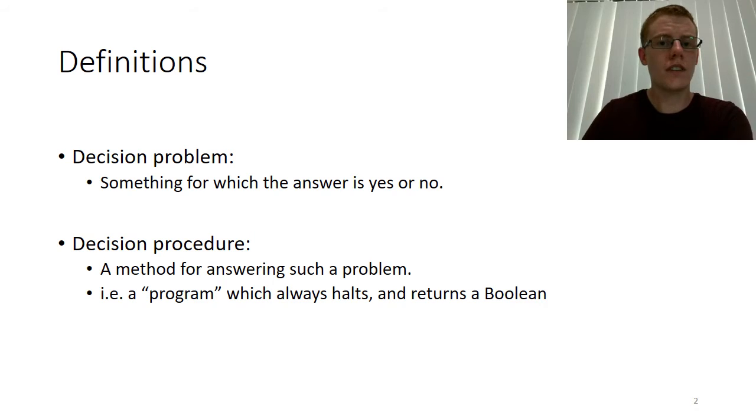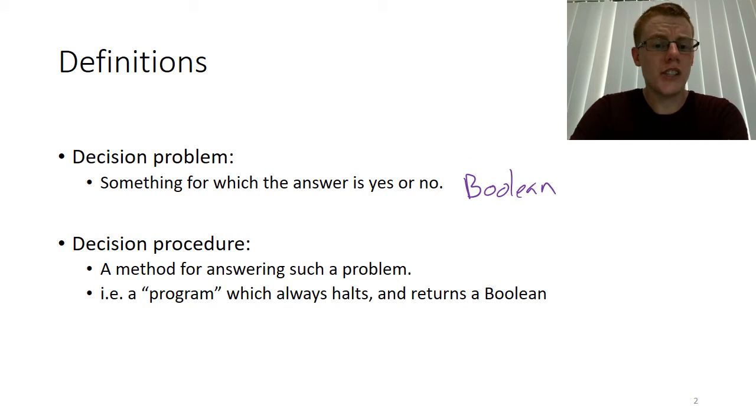So the definition is actually really quite simple. A decision problem is just a problem for which the answer is yes or no. So basically a problem where the solution must be a Boolean. A decision procedure is just a method that we can follow to answer a decision problem. So more concretely, it's a program that will always halt, and when it does, returns a Boolean.